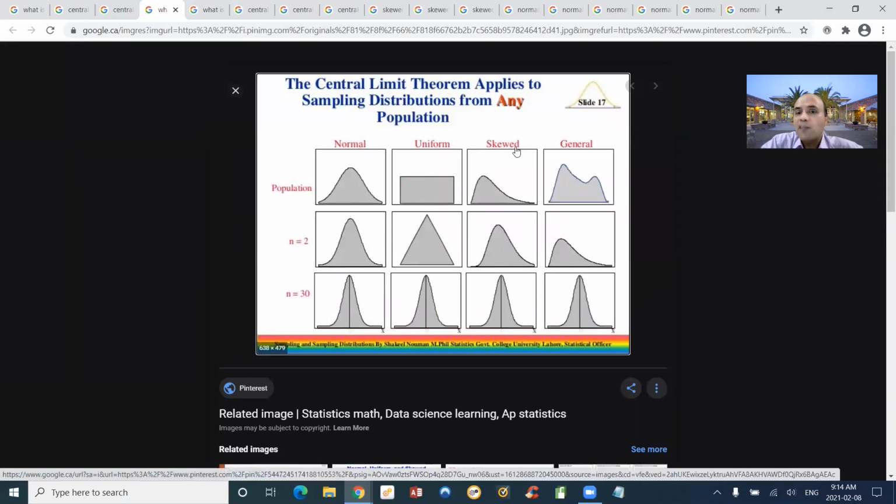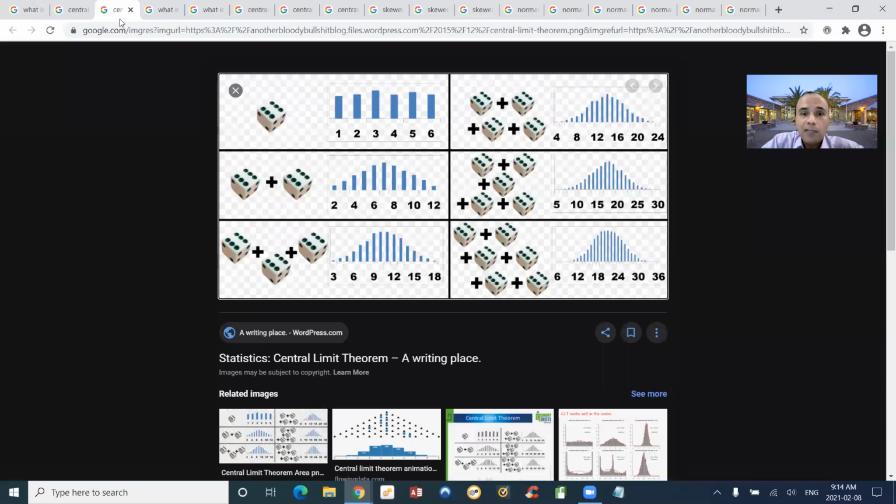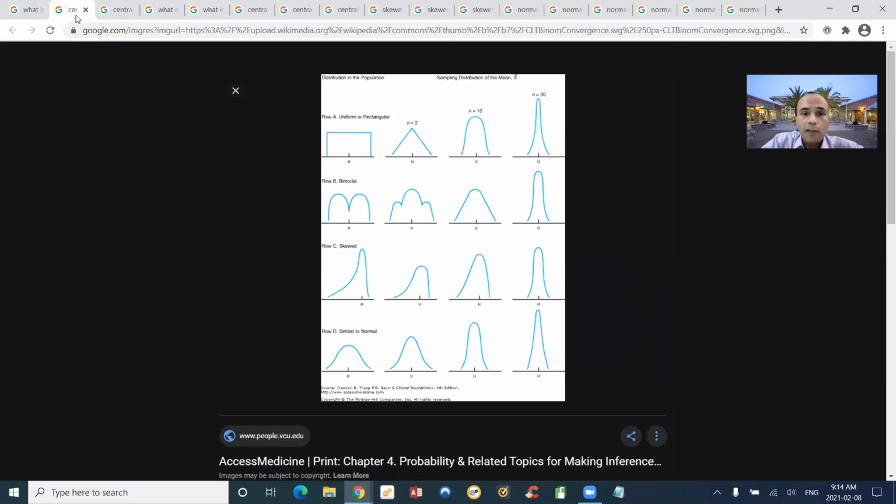You have normal, uniform, skewed, general, anything, it doesn't matter. And you're going to repeat your approach to the experiment twice or 30 times. As you can see, 30 times is going to look more and more like a normal distribution. This normal distribution is not the same as the distribution of your population. Your population could be normal, uniform, skewed, anything. But as we repeat the experiment and take the mean of the samples, and the sample size could be 2,000, I'm going to explain that in a moment in terms of the election.